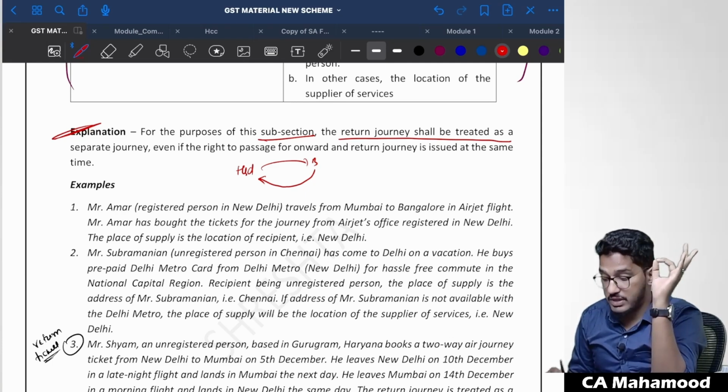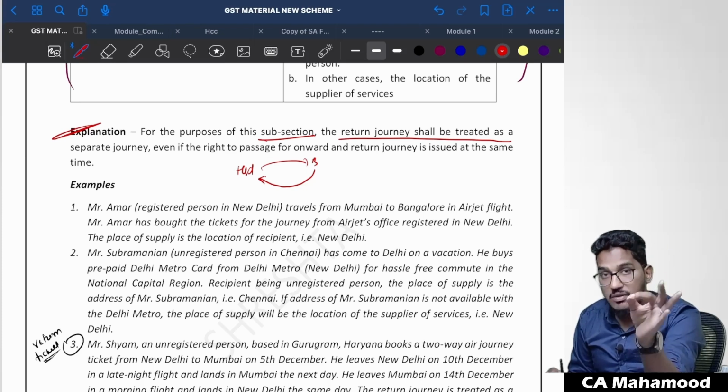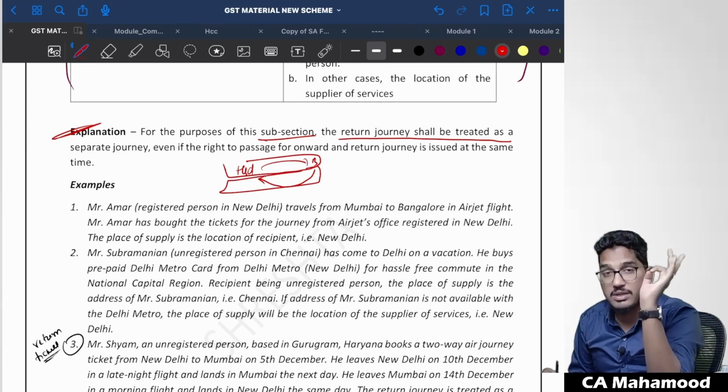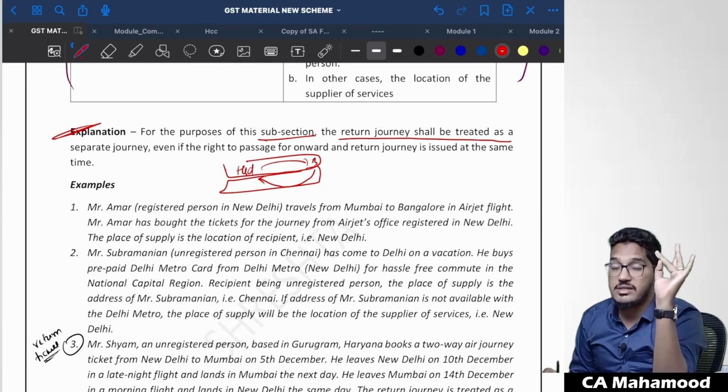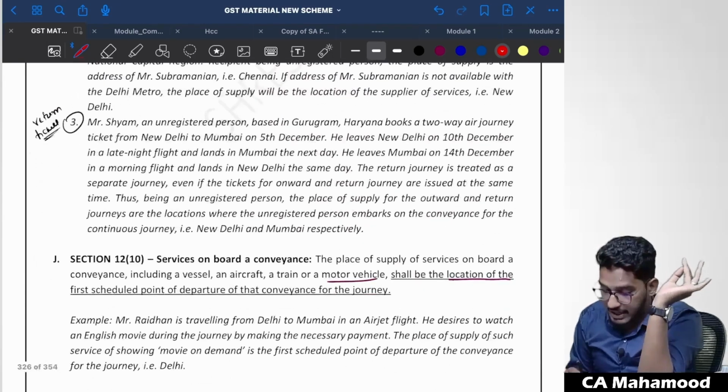But for the purpose of GST, even though you book one single ticket for this entire journey, it will be treated as separate journeys. For Hyderabad to Bangalore, a separate journey. For Bangalore to Hyderabad, a separate journey, and accordingly the place of supply will be determined. Even though a single ticket has been given, it will still be treated as separate journeys. So I have one example here.